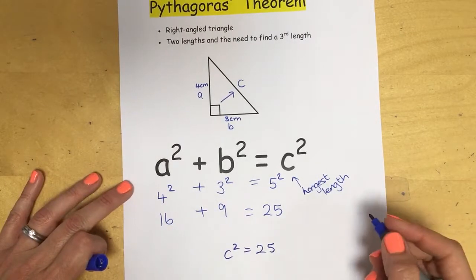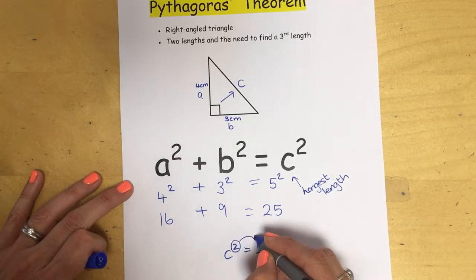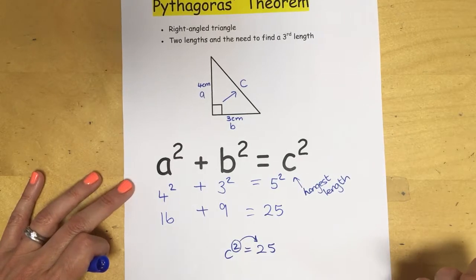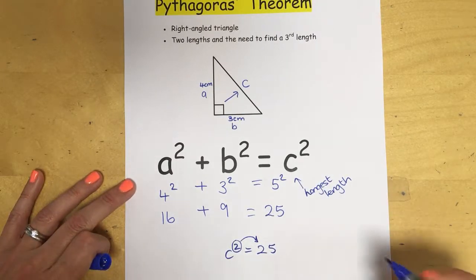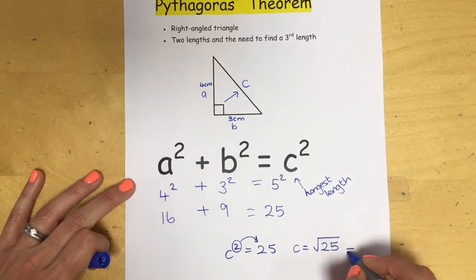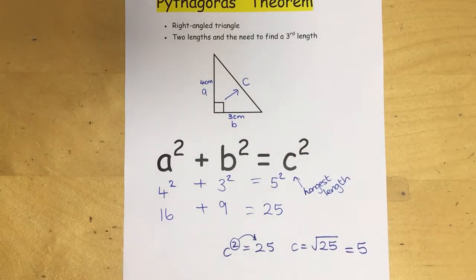So to find c, we have to rearrange by moving the squared across the equal sign, which the opposite of squaring is to square root. So c is the square root of 25, which is 5, which we talked about earlier, being our other side of our triangle.